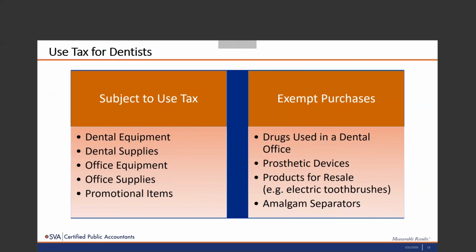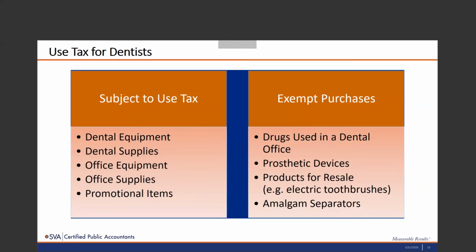There are some items that would be exempt from use tax. Any drugs you're purchasing to be used in the practice, you're not going to have to worry about paying sales and use tax on those. If you're buying prosthetic devices that are going to be put in somebody's mouth, those aren't subject to sales or use tax. Anything you're buying for resale, if you're buying those electric toothbrushes because you're going to sell them to patients later, you don't have to pay sales tax when you buy them. You don't have to pay use tax. And then if you're buying an amalgam separator, the state of Wisconsin specifically exempts that from use tax when you buy it. So it seems like it's pretty straightforward.